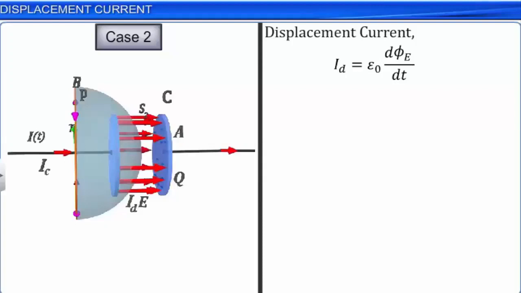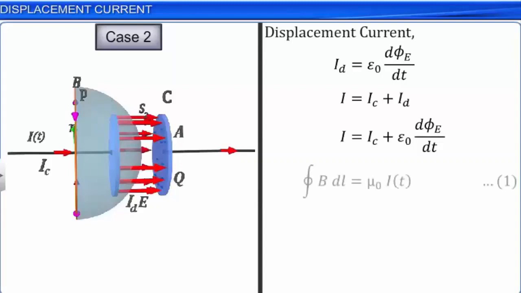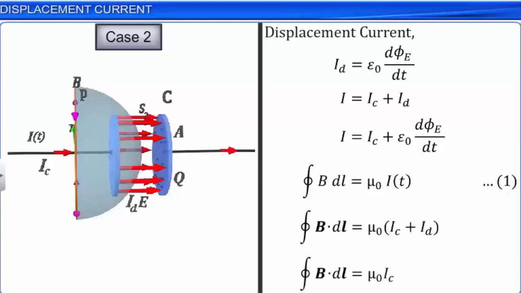phi E by dt. Now, Ampere's law can be written as the integral over the closed loop of B dot dl is equal to mu naught into (IC plus ID), that is, the integral over the closed loop of B dot dl is equal to mu naught IC plus mu naught epsilon naught into d phi E by dt. This is known as the Ampere-Maxwell law. Let this be equation 8.